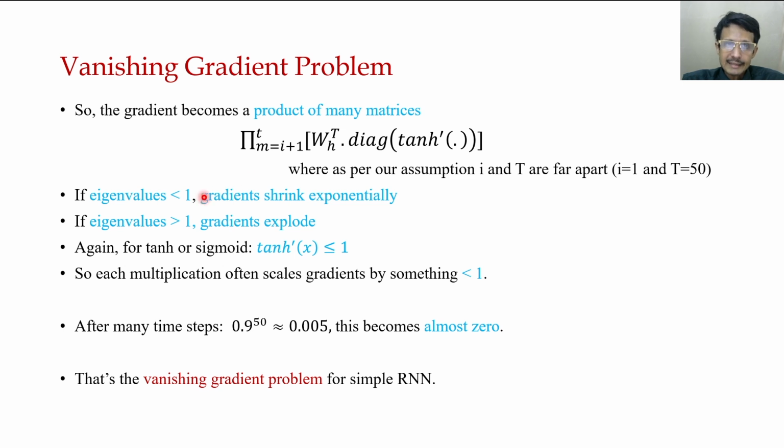We get a very small gradient at the initial layers. Another thing, this tanh term is also less than 1, because this is the derivative of tanh, a differentiation of tanh, which is also less than 1, as you know. So each multiplication often scales the gradients by something less than 1. If this is 0.9, and we go to the power 50, it is very close to 0, almost 0.